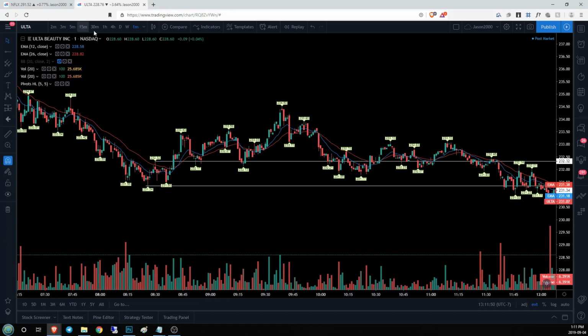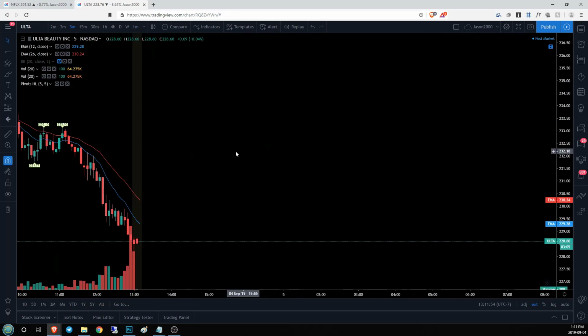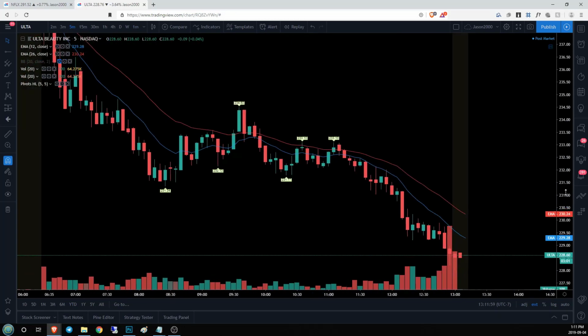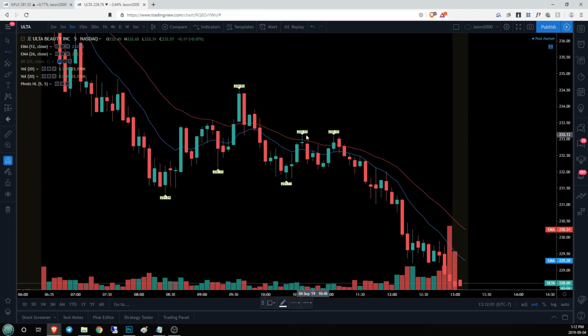We did have another opportunity on ULTA over here. I didn't catch this one, but it was a double top right here, 233.10. And how we would have played that, we would have looked for resistance. Of course, we're always looking to see how prices interact with resistance levels. And we had a nice trend. We saw our low, 231.77. We came up and established a high.